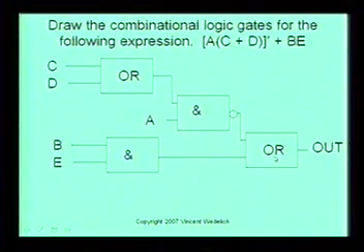And then we have an OR gate, ORed with this AND gate. B is ANDed with E. And the results come together, and then they're ORed with this over here, and then you get your output. So that's how you would actually do a combinational gate diagram.